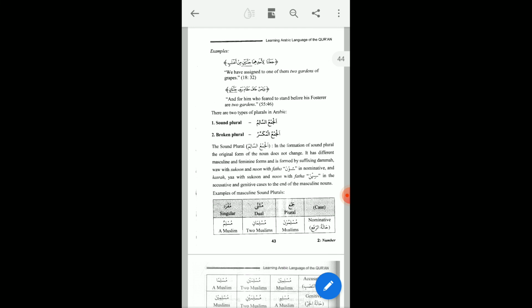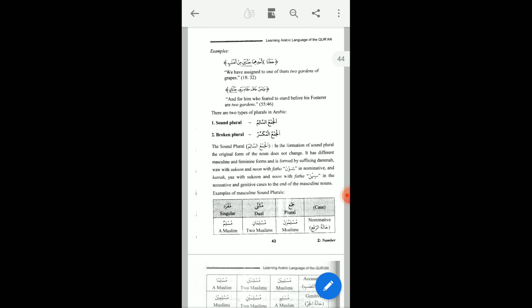One is sound plural, what we call al-jam'u salim. Salim means it remains as such. I'll explain. Another type of plurality is the broken plural, al-jam'ul mukassar. Kasara means to break. It means it has been broken. Why it has been broken, we will see.